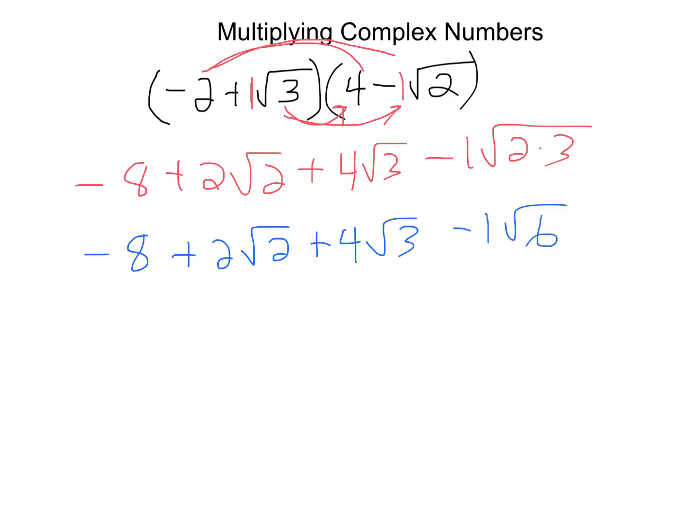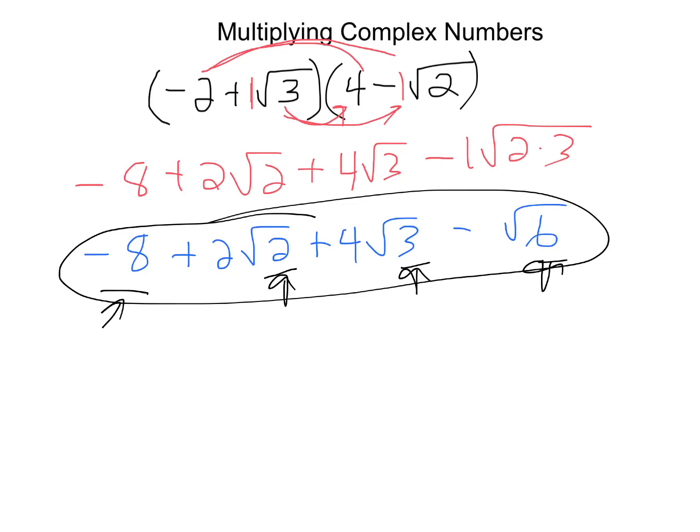And technically, folks, we don't need the 1. So now let's try to combine our like pieces. Regular number, radical 2, radical 3, and radical 6. Since none of the radicals are exactly the same, and I don't have any other regular numbers to put together, this is your answer.